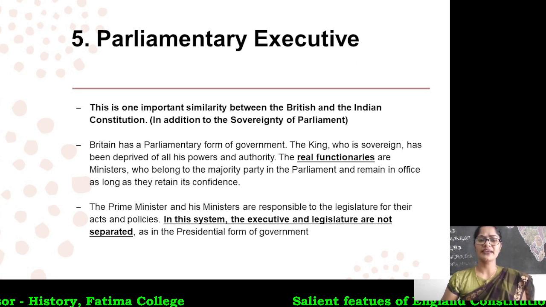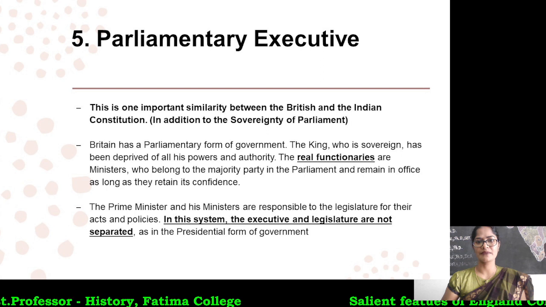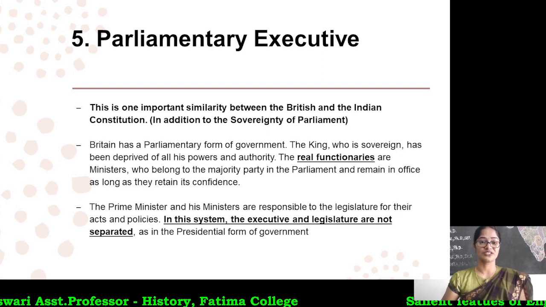The fifth feature is parliamentary executive. In a country like India, we also have a parliamentary executive feature. India also follows the parliamentary type of government. That feature was borrowed from England as well. So let us see the parliamentary executive feature of England Constitution. This is one important similarity between the British and India. British has a parliamentary form of government.